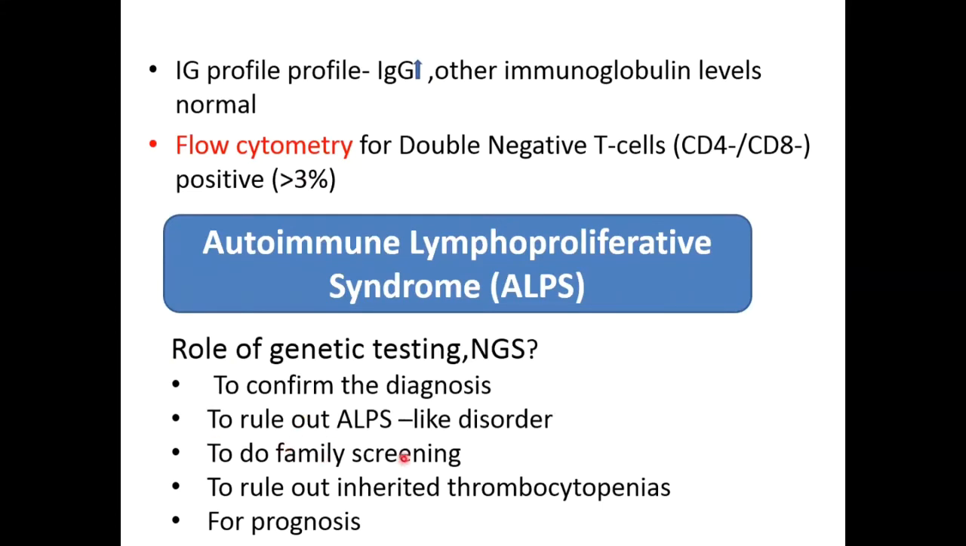To do family screening, if you find a germline mutation, then you have to do family screening. You have to counsel the parents regarding future babies. Also, to rule out other thrombocytopenias and for prognosis. Why for prognosis? In ALPS, the locus of the genetic mutation carries a lot of importance. If it is in the intracellular region of FAS, this carries a worse prognosis. You know that your treatment is not going to work, so we'll counsel the patient for hematopoietic stem cell transplantation.